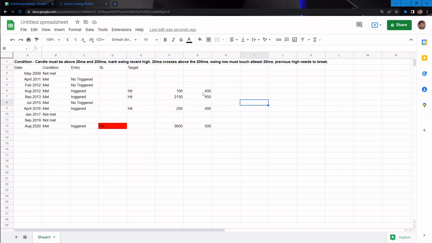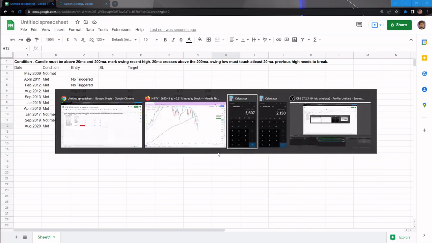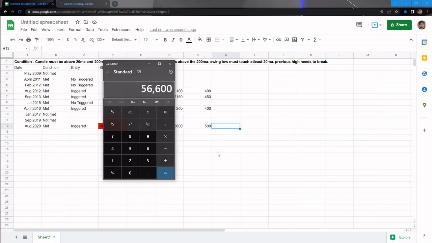But let us take this case. In all these cases, take the average stop loss as 500, and you are waiting for the scenario where the 20 SMA crosses below the 200 SMA, and that is where I will exit. But see what your profit is over here: 5,600 plus 200 plus 2,150 plus 100. So this is your profit, 8,000 points profit you have seen.